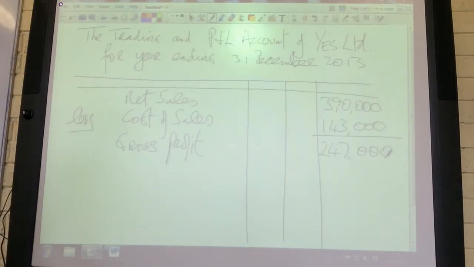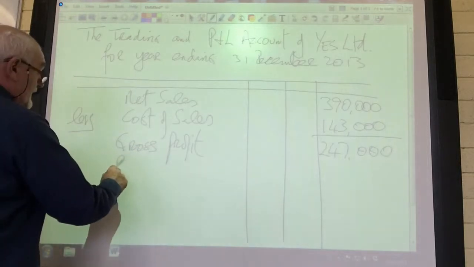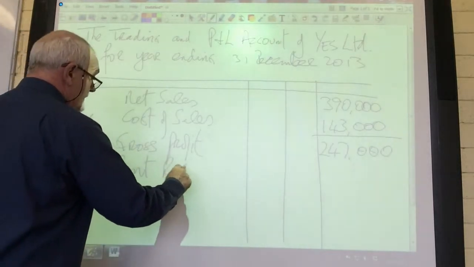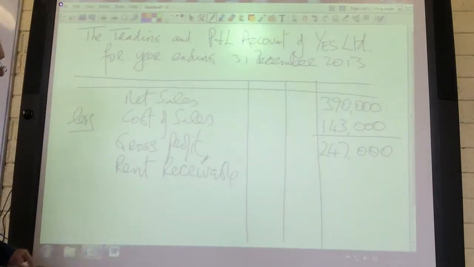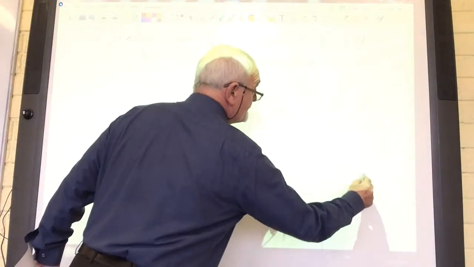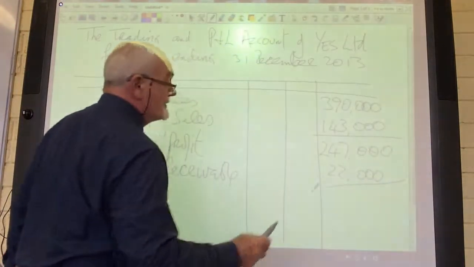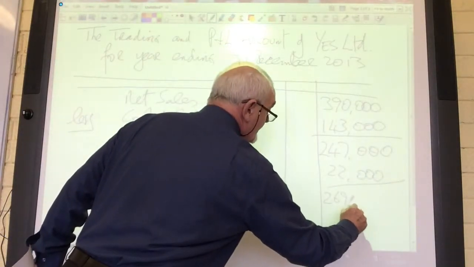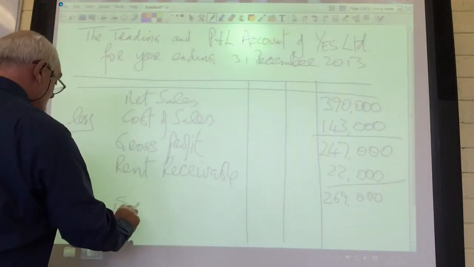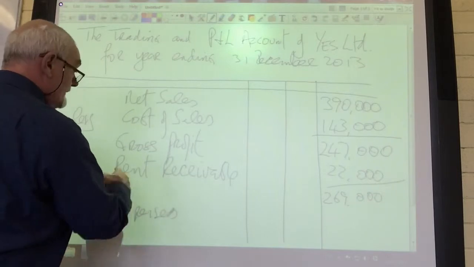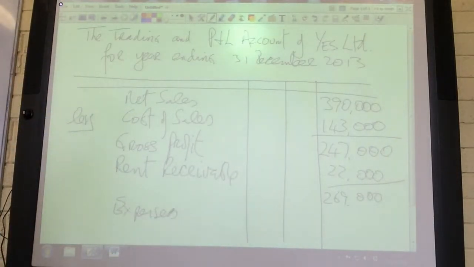In this case we've got income. We've got rent received, or rent receivable, and in this case it's 22,000, and that brings us up to 269,000, from which we're going to subtract our expenses. The rent receivable there is 16,000 received plus the 6,000 we're owed, giving us 22,000.